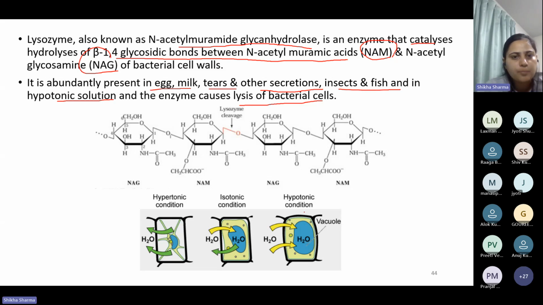So this is the structure of it, like this.